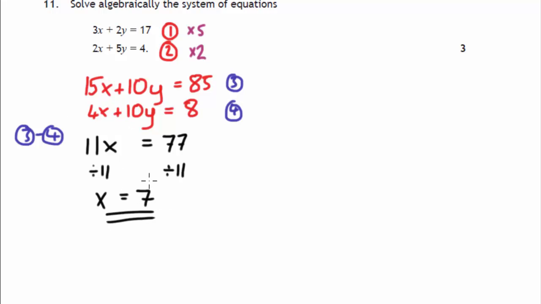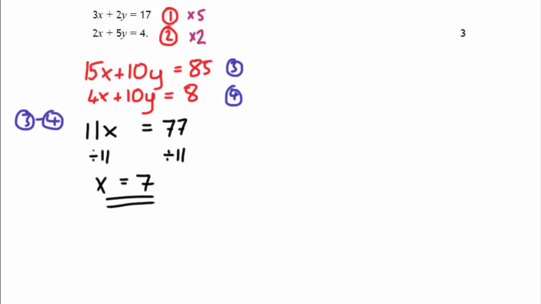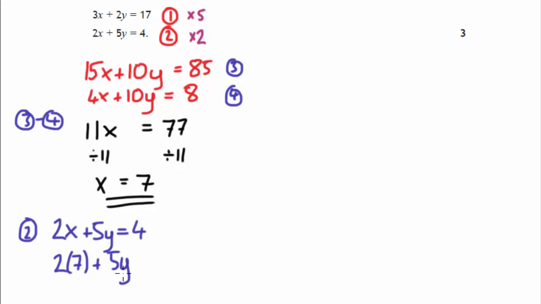Now what we can do is take this unknown and substitute it back into the equation, okay, and we'll work out what y is. So if we take equation 2, and that equation is 2x plus 5y equals 4. We just say x is 7. So 2 times 7 plus 5y equals 4. So we've then got 14 plus 5y equals 4.